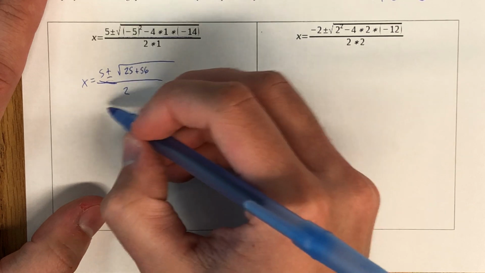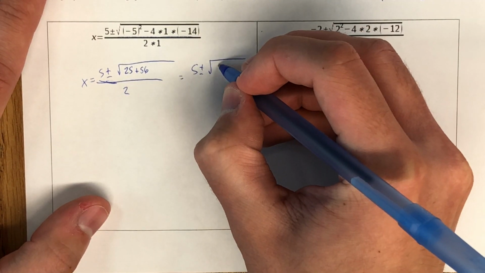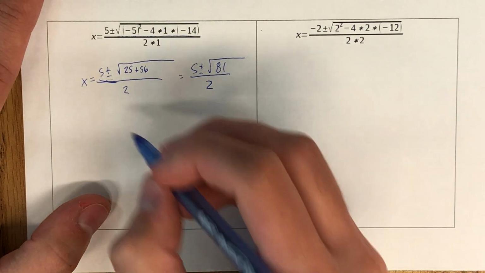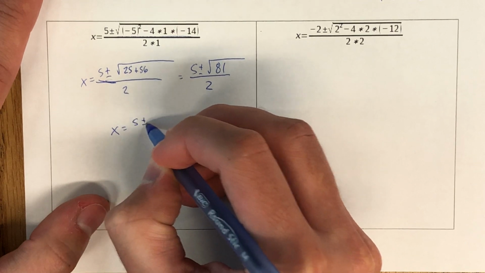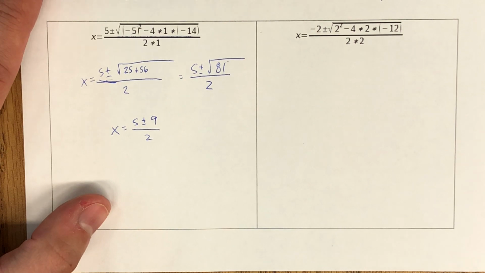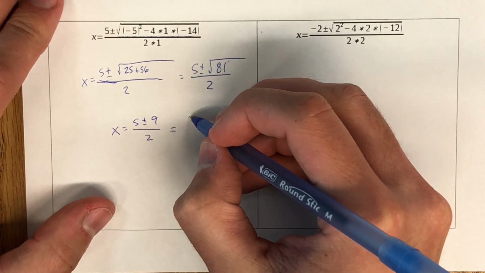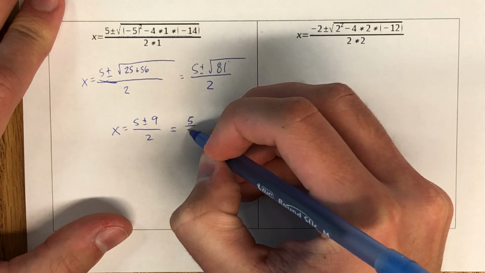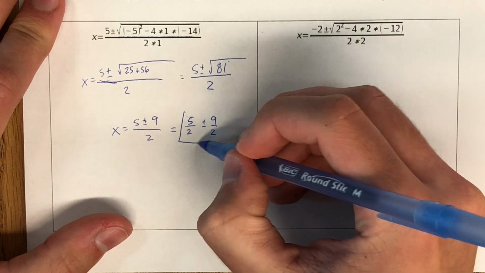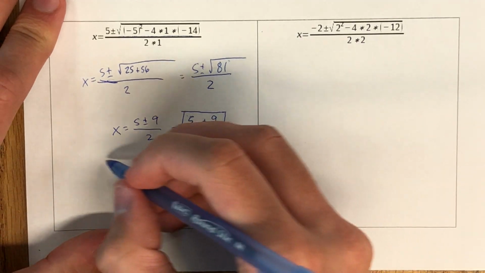So next, simplify under the square root still. So 25 plus 56 is 81. Square root of 81, well, that would be 9, since 9 squared is 81. Now we can split them up if we'd like to. So we have 5 over 2 plus or minus 9 over 2. When you're writing your answers, if you want to leave it like this, I'm usually going to be okay with that. But if we can simplify, it is nice to.